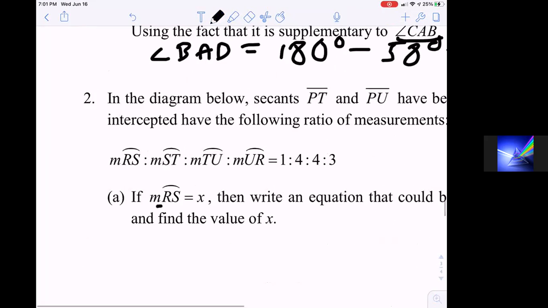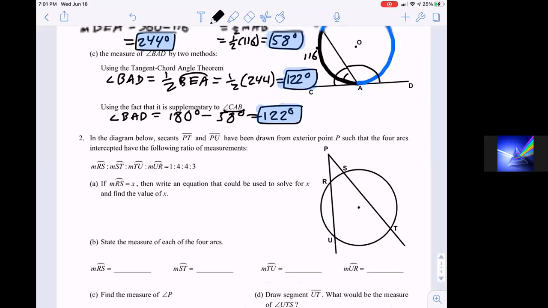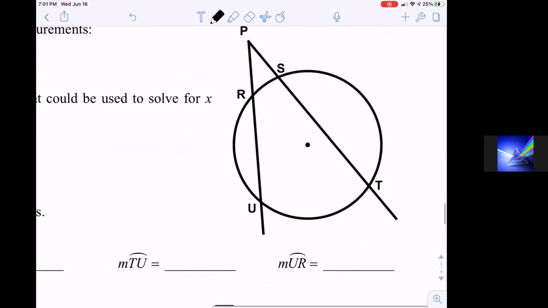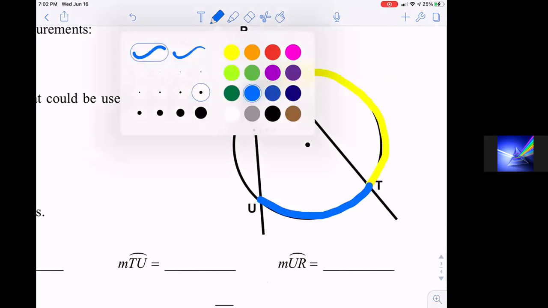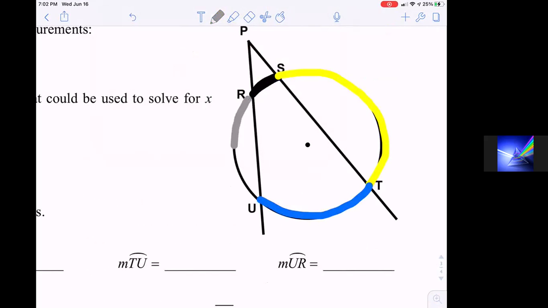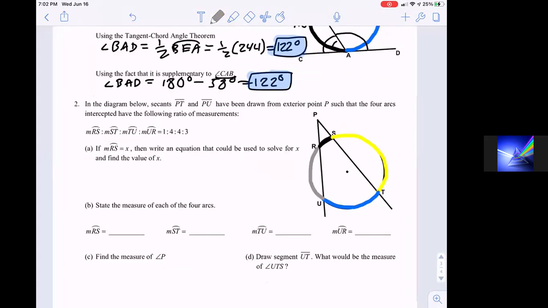Well, here's the deal. First of all, let's identify these on the actual picture. RS, I'm going to put in black. RS is this little guy right here. ST is this big one I put in yellow over here. UT is the one I have in blue right here. And then UR is the one I have in gray right here. So there's a total of 4 arcs as we go around the circle.